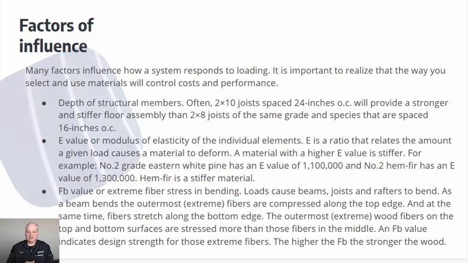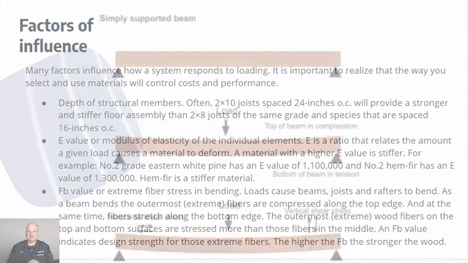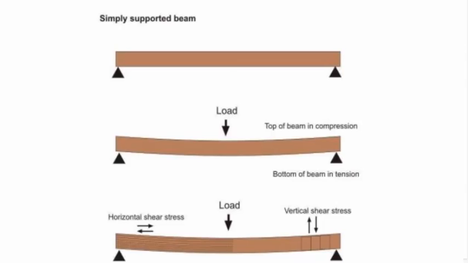Fb, capital F lowercase b, value, or extreme fiber stress in bending. Loads cause beams, joists, and rafters to bend. As a beam bends, the outermost extreme fibers are compressed along the top edge, and at the same time, fibers stretch along the bottom edge. Those are in tension.